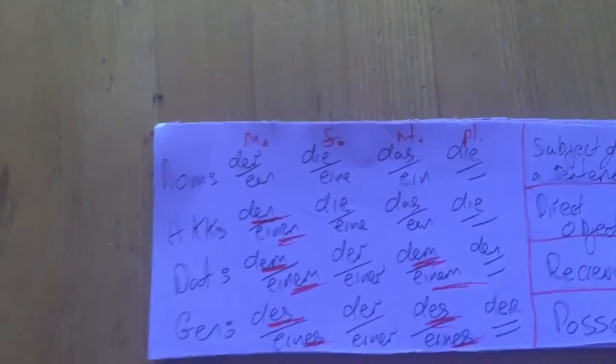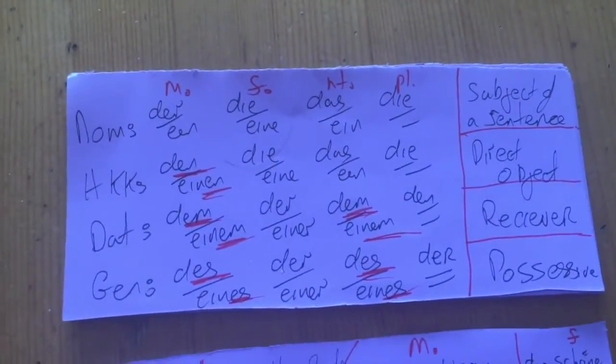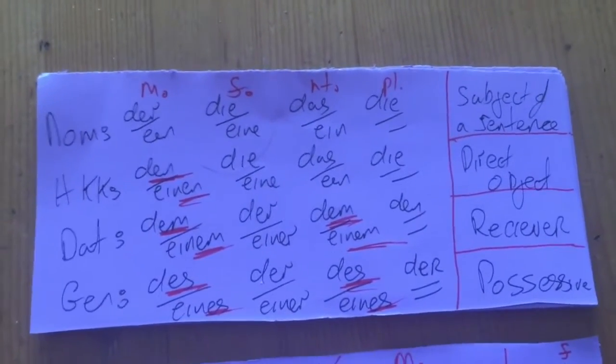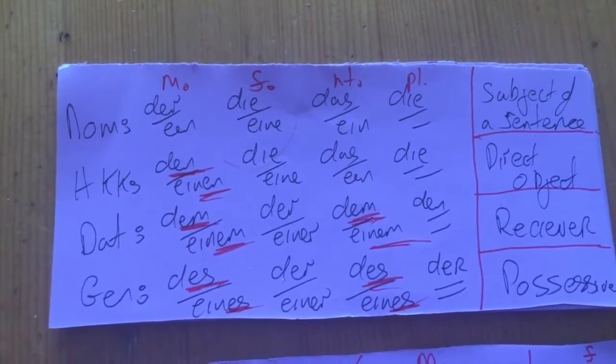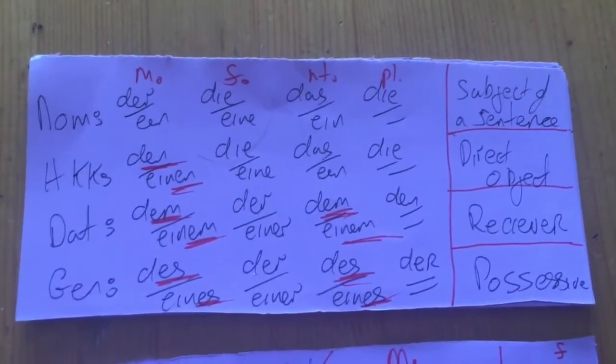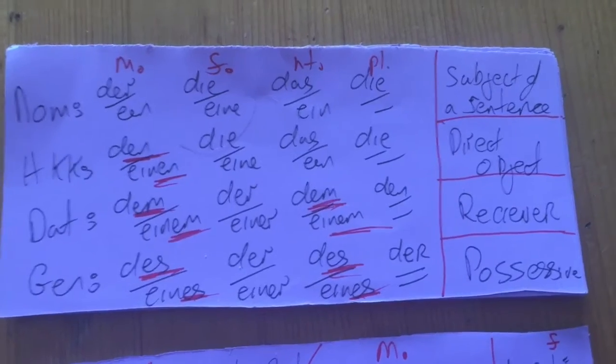So again, you have the definite and indefinite article for the nominative, accusative, dative, and genitive. The nominative being the subject of a sentence, which is der, die, das, die. The accusative being a direct object of a sentence. Now, I won't explain what these are because I've done explanations in previous videos.